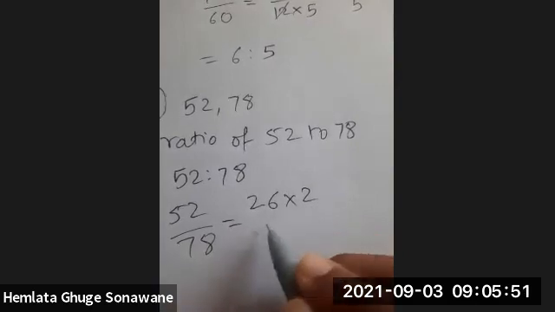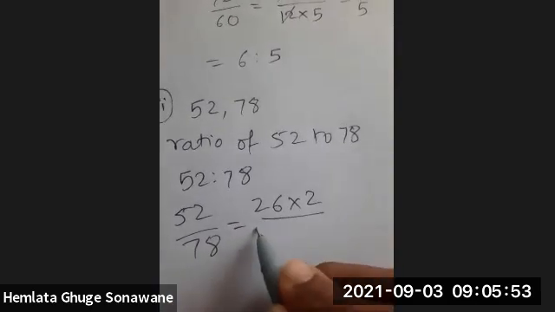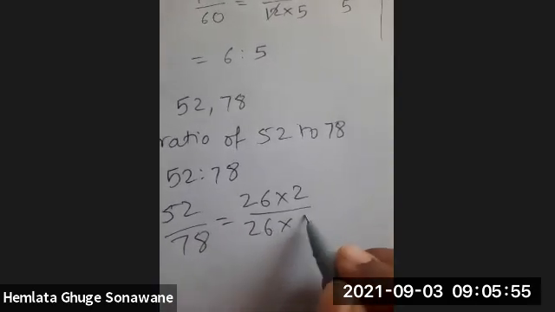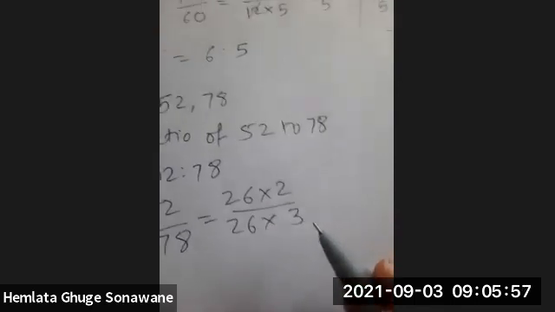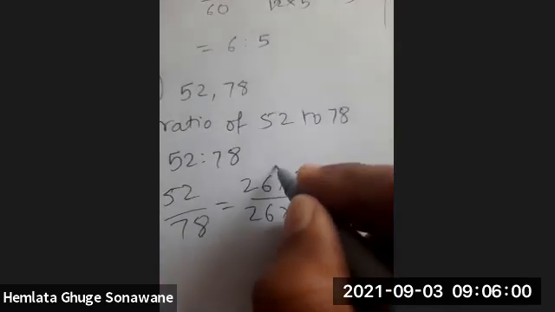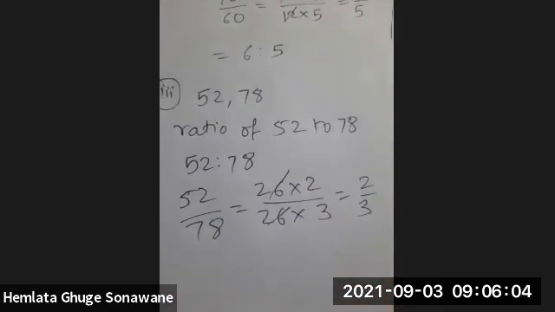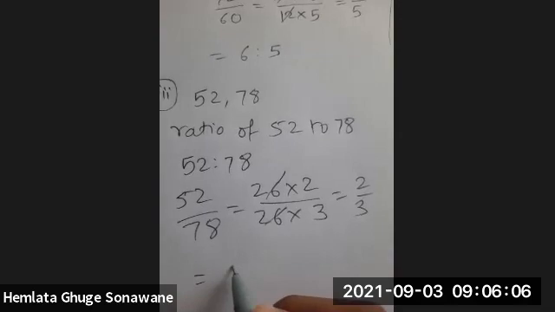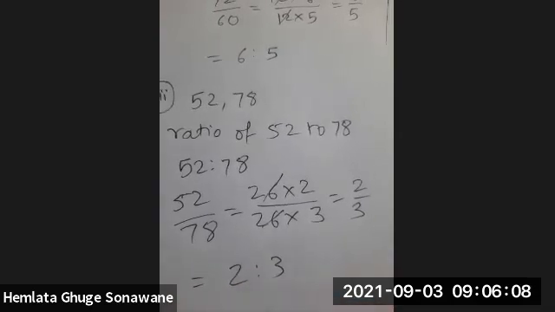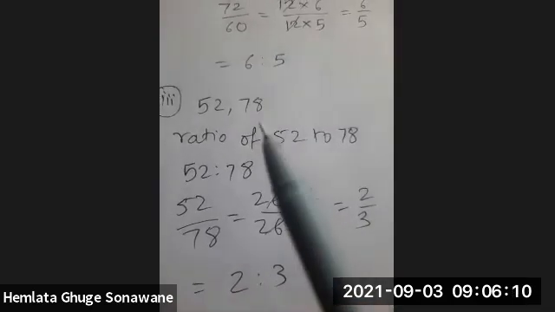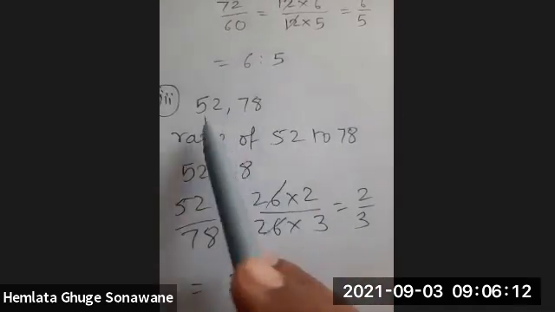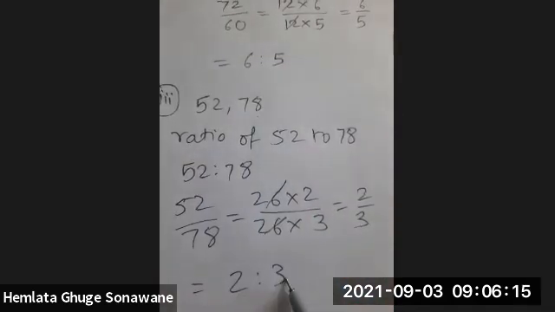So 26 twos are 52 and 26 threes are 78. 26 cancels, 2 upon 3. So it becomes 2:3. So the reduced form of 52 to 78 is 2:3.